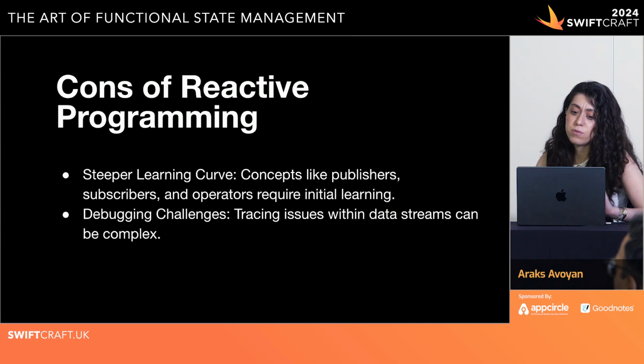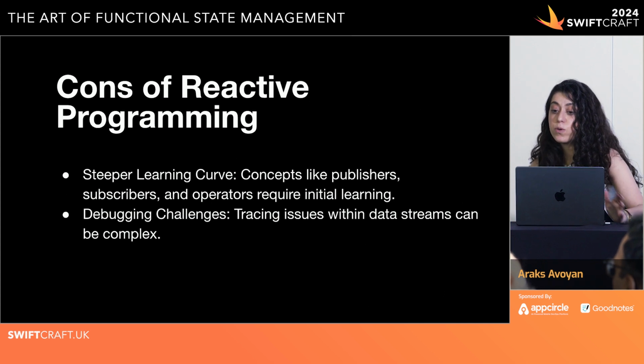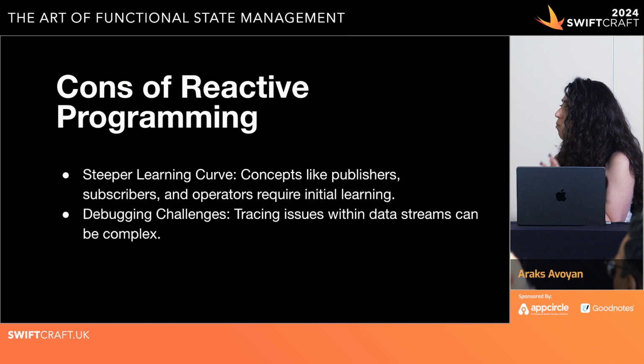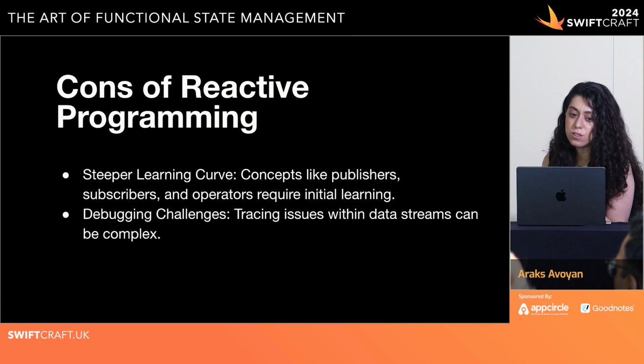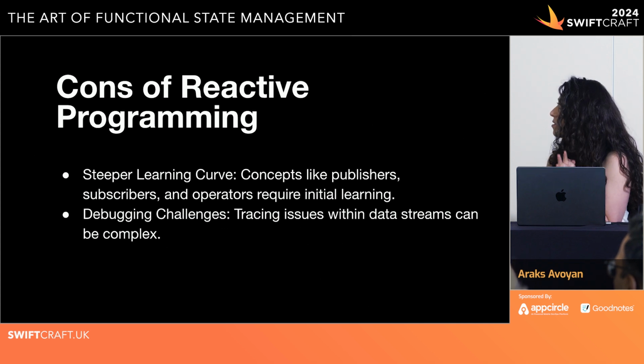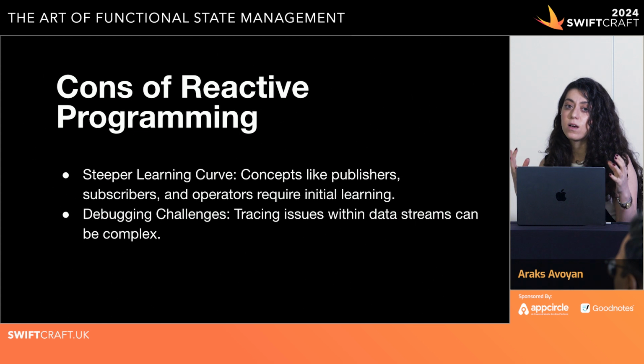While reactive programming has its merits, there are some potential challenges to consider. Understanding core concepts like publishers, subscribers, and operators may require some initial investment in learning. Additionally, debugging issues within complex data streams can be more challenging compared to traditional approaches. Visualizing and tracing the flow of the events might require additional effort.